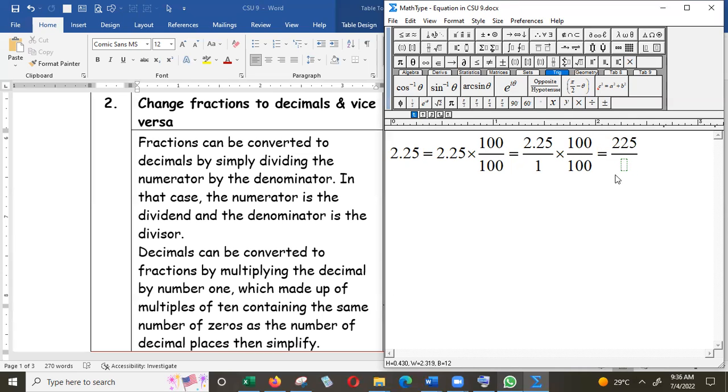And 1 times 100 is 100. So here we have 2.25 as a fraction. That's 225 over 100. Now, we're going to simplify. We're going to divide both the denominator and the numerator by the highest common factor. That is the number that can go into both 100 and 225, the highest of them all. And this is 25.